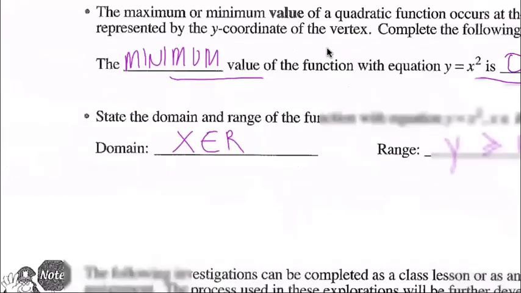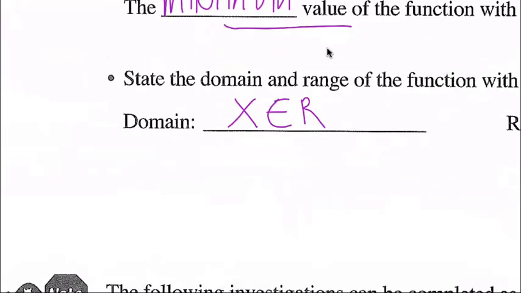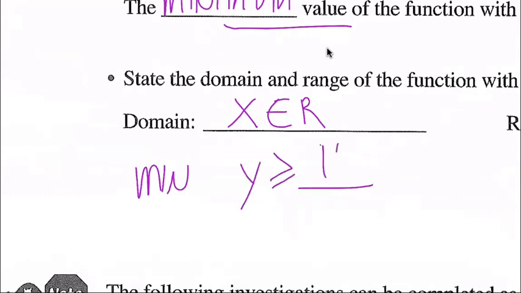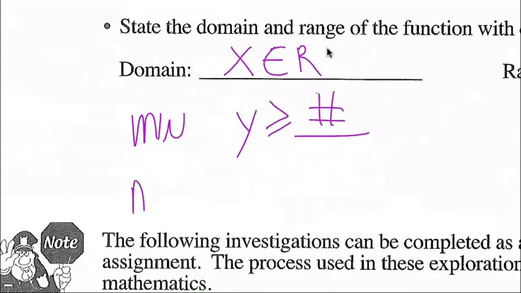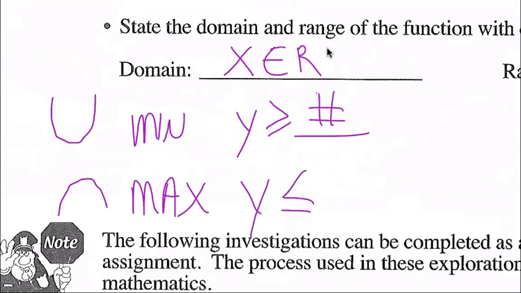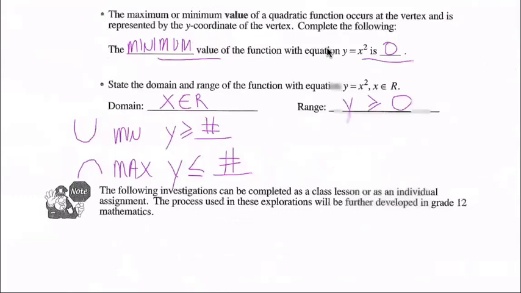So a good rule of thumb to remember, if we have a minimum, it's going to be y is greater than or equal to some number, whatever that minimum value is. A minimum is when our parabola goes like this. Our maximum is when the parabola goes like this. Y is going to be less than or equal to some number, whatever that maximum value is.